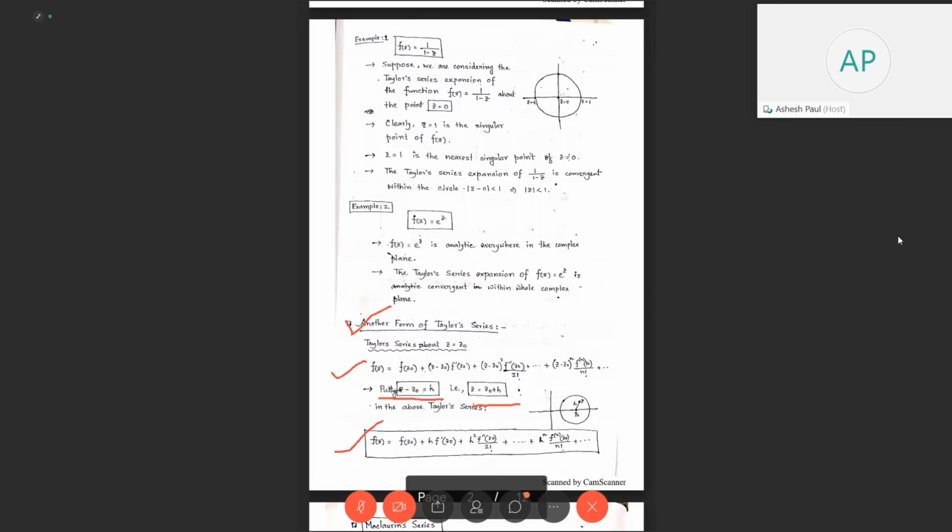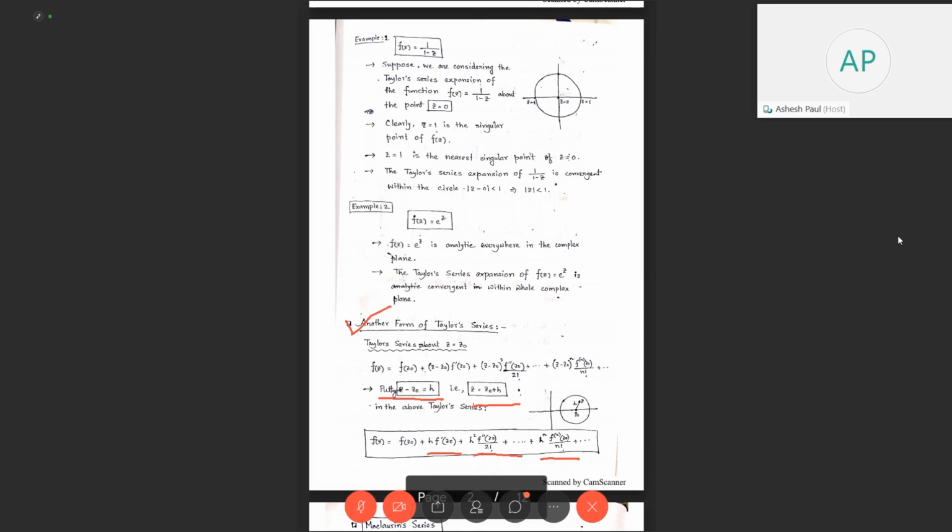If we put this in the Taylor series, we get, see the series in the box, f(z) = f(z0) + h f'(z0) + h^2 f''(z0)/2! and the nth term will be h^n times the nth derivative of f at the point z0 divided by n!. This form is given by putting z - z0 equal to h in the Taylor series, and we get another form of Taylor series. This form is very important while solving some problems.